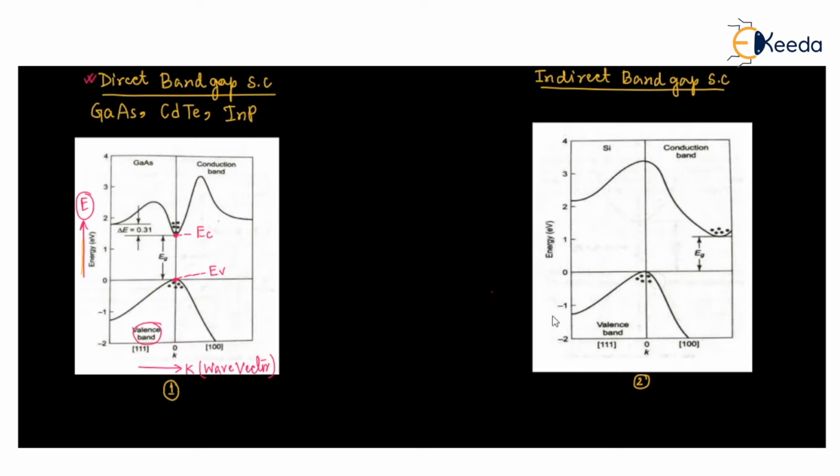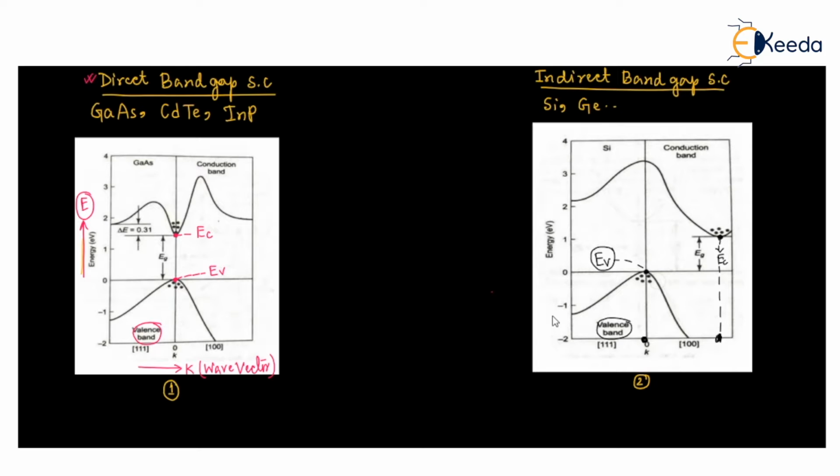In an indirect band gap semiconductor, we know silicon and germanium are indirect band gap semiconductors, where the maxima of the valence band, denoted by EV, and the minima of the conduction band, denoted by EC, occur at different values of K. EC occurs at this value of K, but EV occurs at this value of K. So this is an indirect band gap semiconductor.